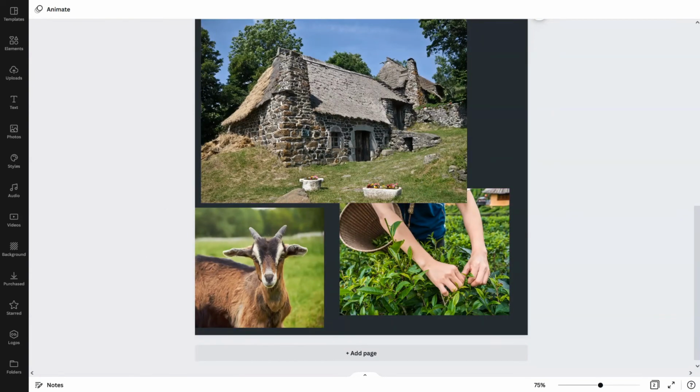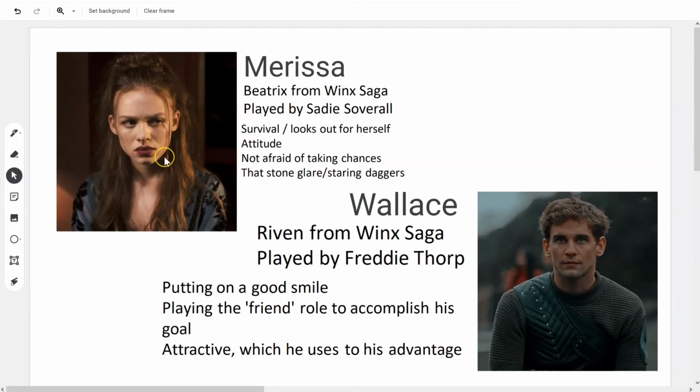And then we have my characters, my role models who will help me with the behaviors and personality and special qualities when you're developing your characters. For my two main characters, Marissa being the main character, Wallace being the strong supporting character in the story.